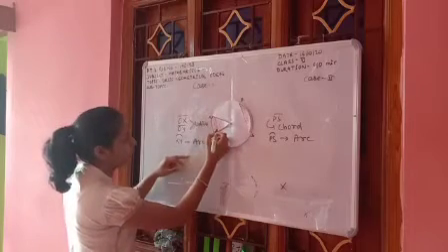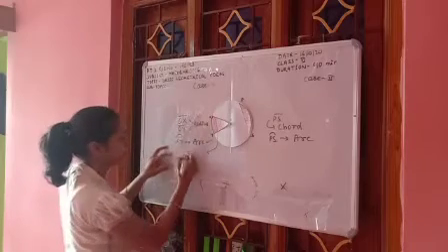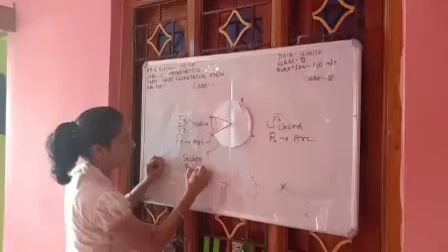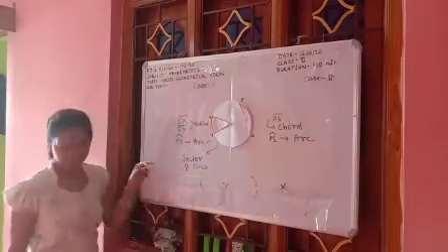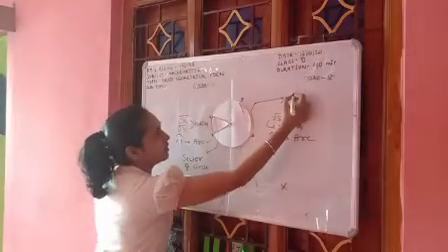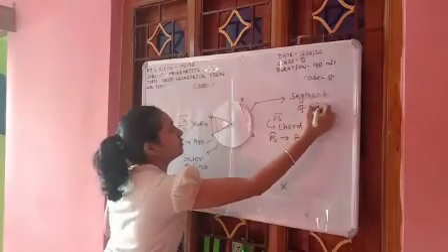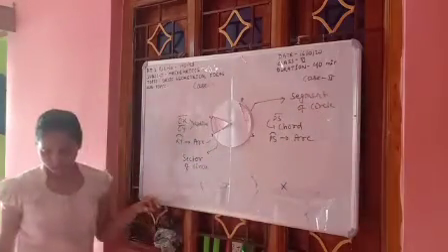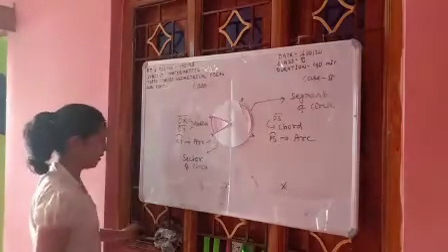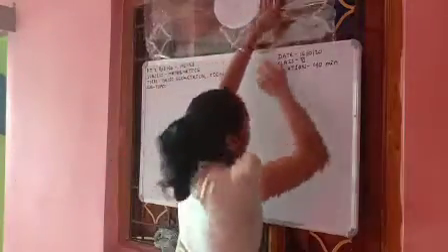So look here. This shape we call the sector. Sector of the circle. And this is the segment of the circle. Good. Then we write on the board.